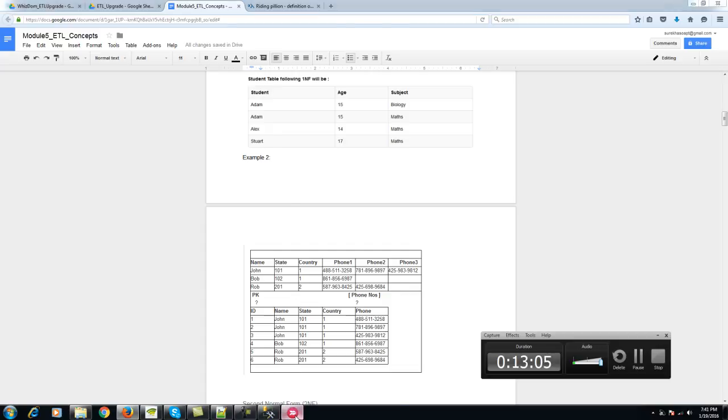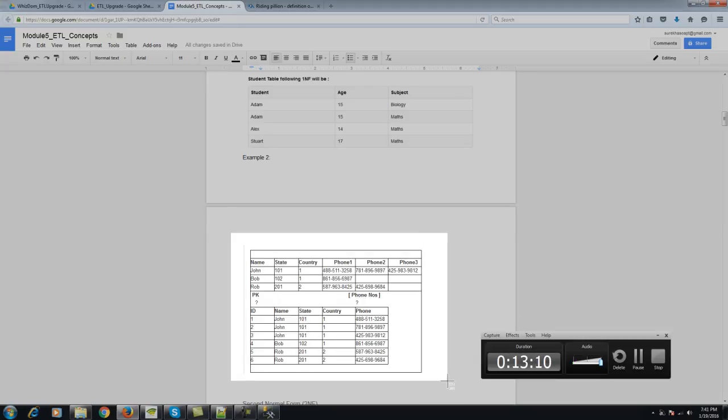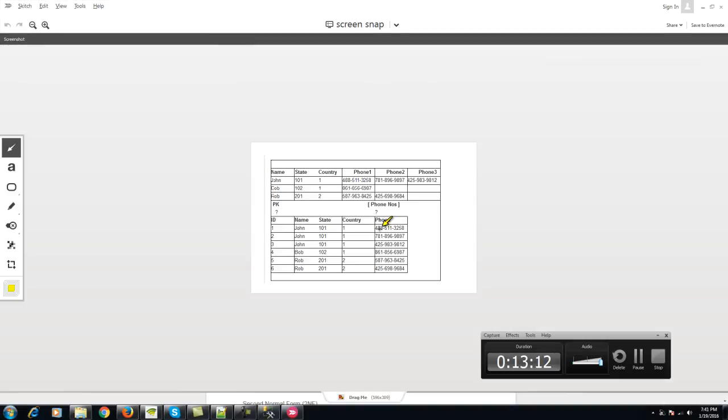The second example is this, where it is not in the first normal form. Why is it not in the first normal form? The reason is this. If I say name and state, and I have a country and a phone number over here, these are multiple columns. In case I'm passing all 4 parameters including the phone number, I am fetching this record. Even if I'm passing these 3 parameters and the phone number, I'm still getting the same record set.